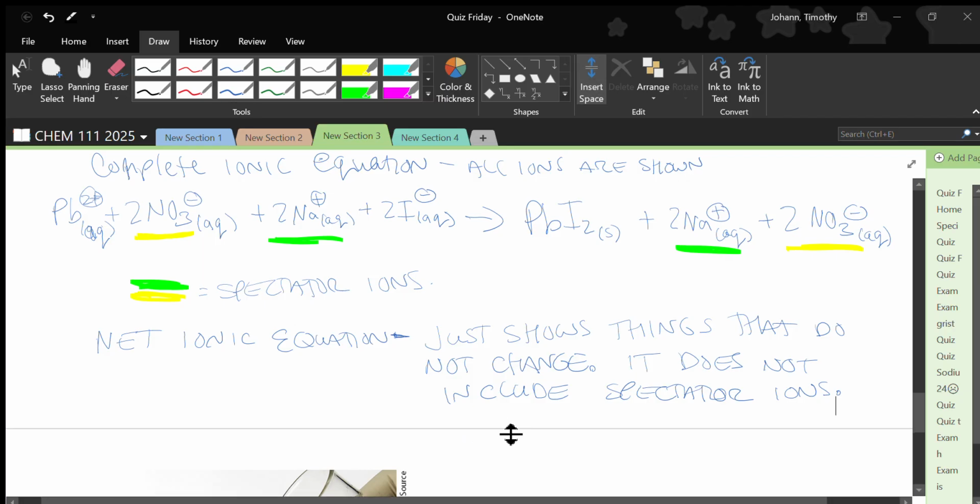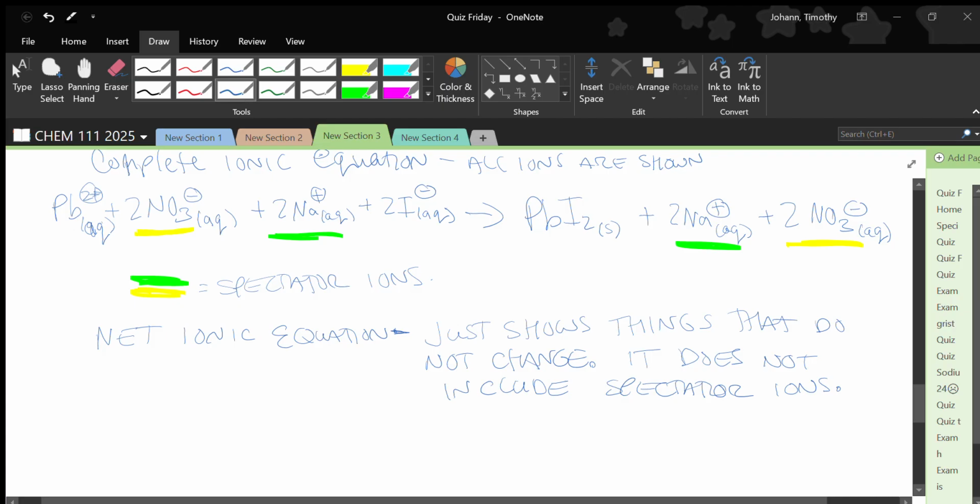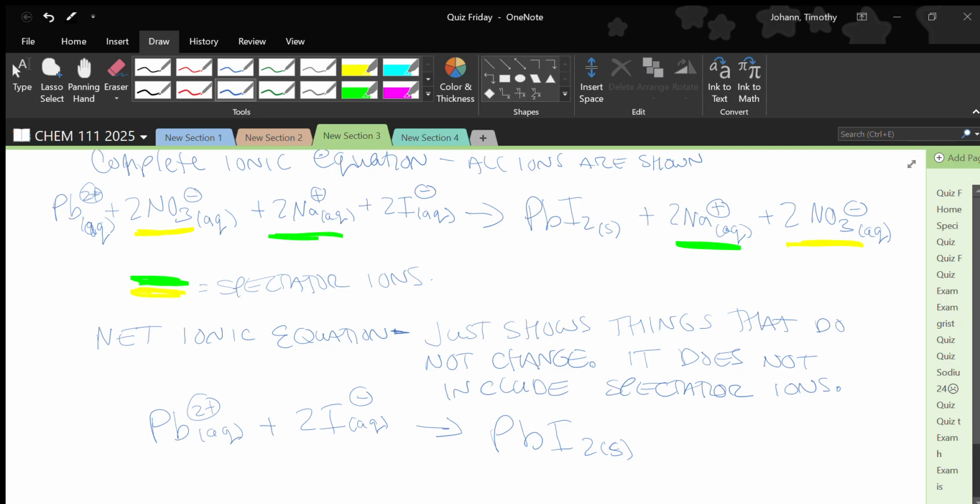So if I do the net ionic equation for what we drew above, on the left-hand side I've got Pb2+ aqueous, plus 2 I− aqueous, and that's going to make PbI2 solid. And that's it. That's the whole net ionic equation. It looks like I balanced it correctly. Any questions on that? Yes, Taylor.